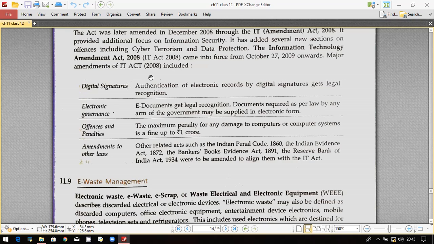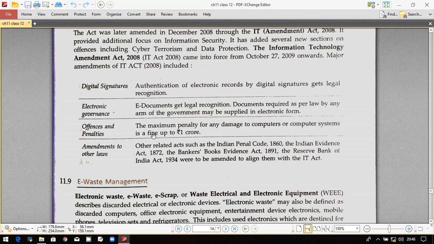So in 2008, a certain set of amendments were made in this act. The first thing was the digital signature. So the authentication of electronic records by digital signature gets legal recognition. Okay, from this, your digital signature has now got legal recognition. Electronic governance: e-documents get legal recognition. Documents required as per law by any arm of the government may be supplied in electronic form.